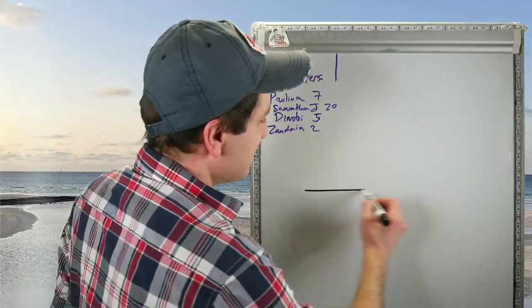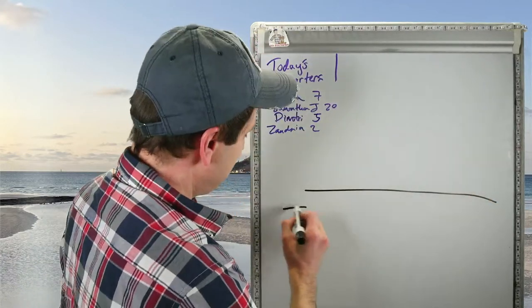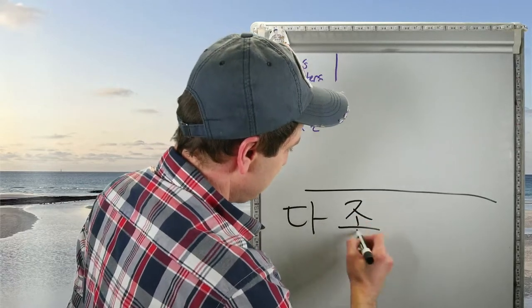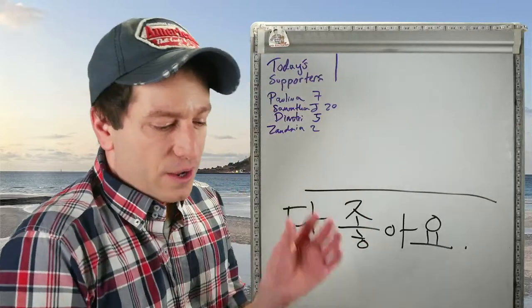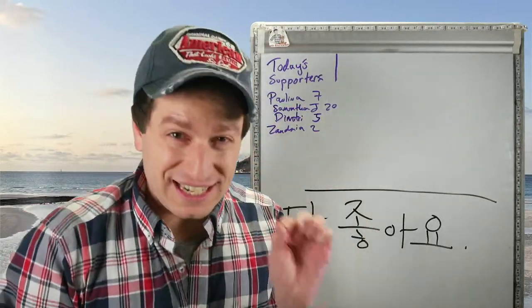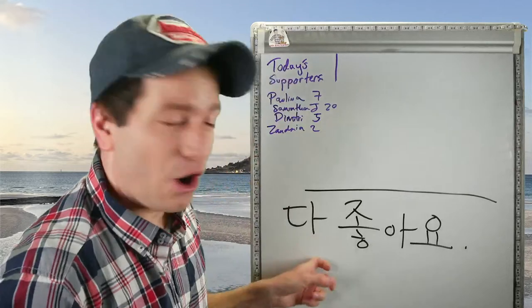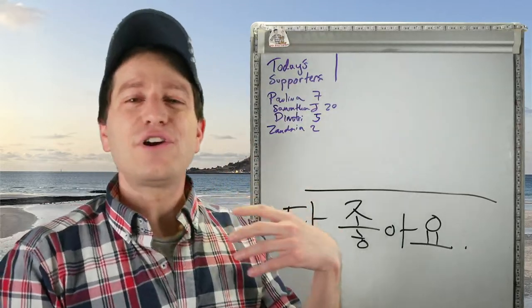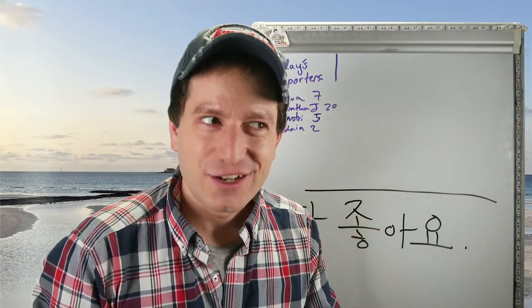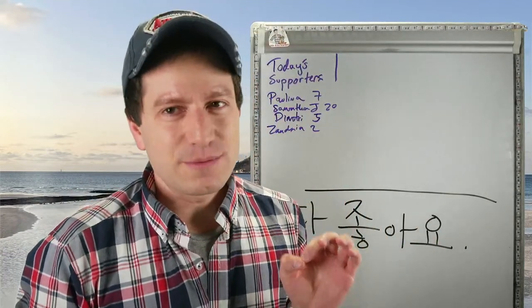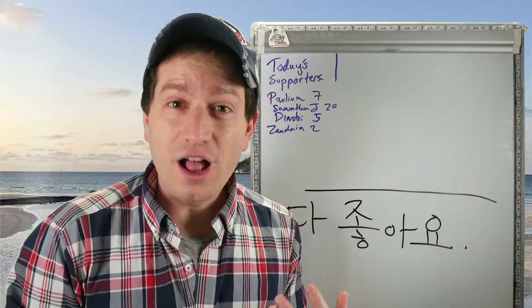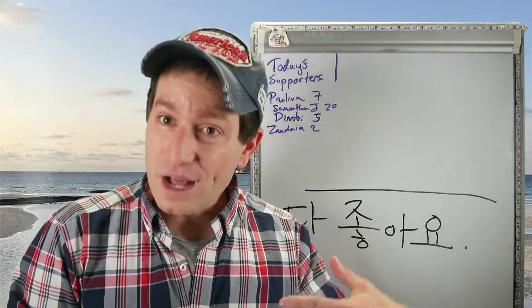I'm going to give you the end of the sentence again. Whatever color it is, they're all good. 다 좋아요. Whatever color. So this one is an intermediate sentence because in order to say whatever color, you're going to need to know how to say what color.